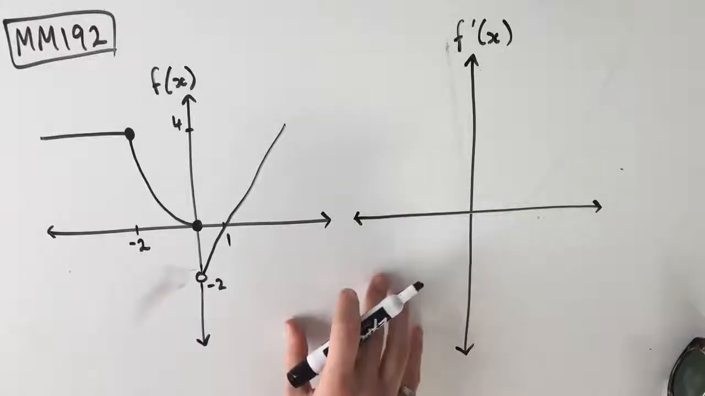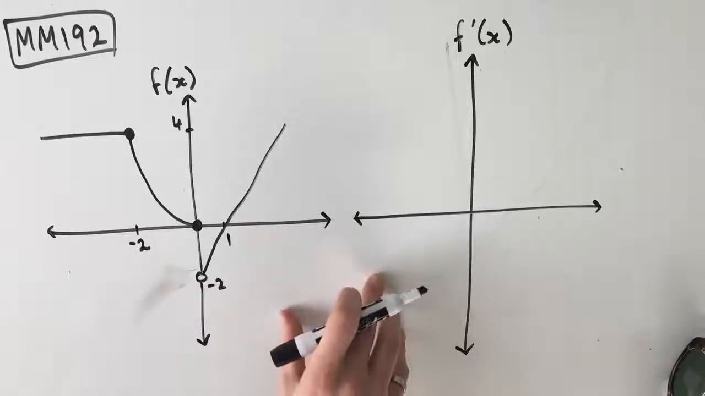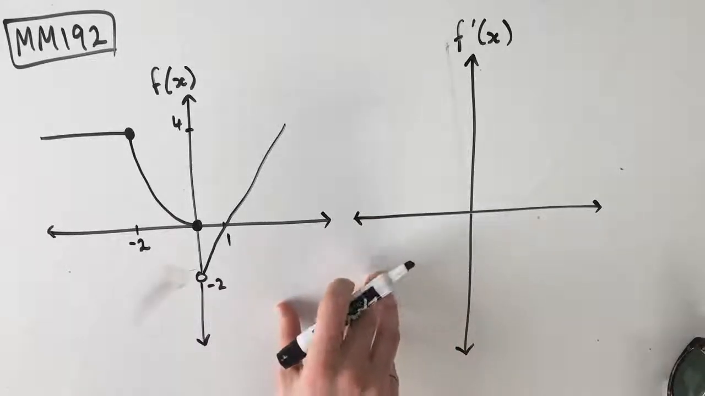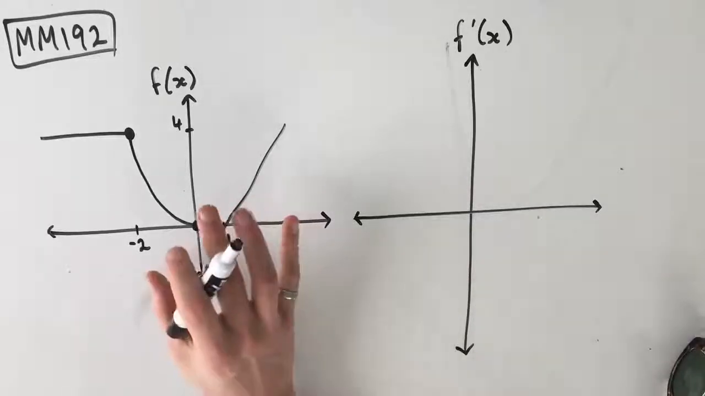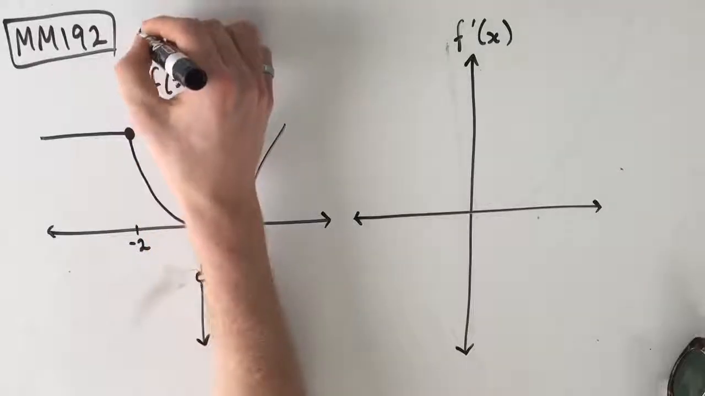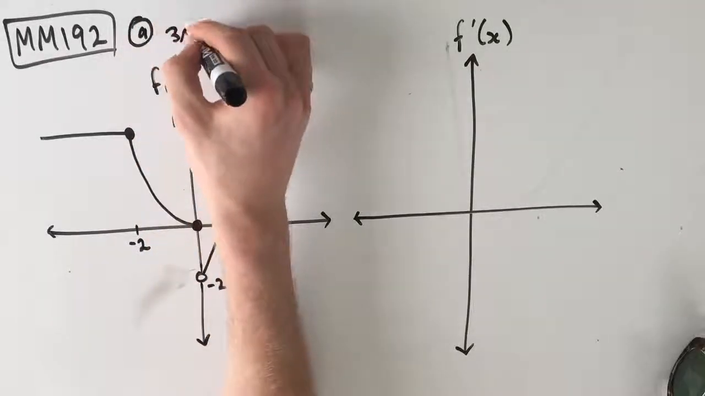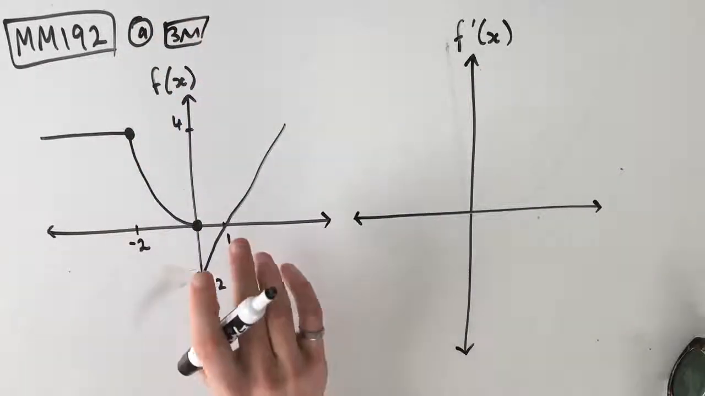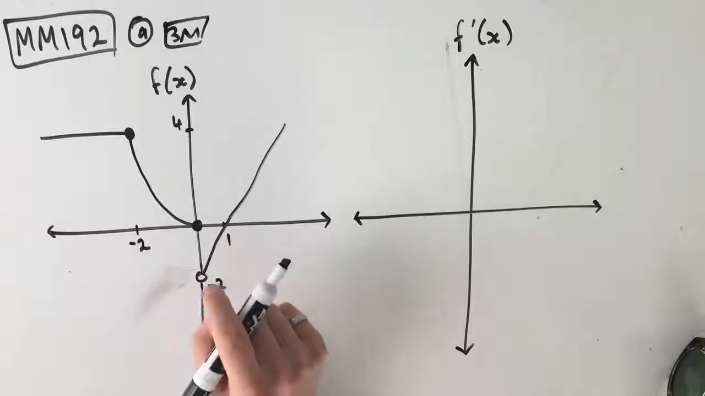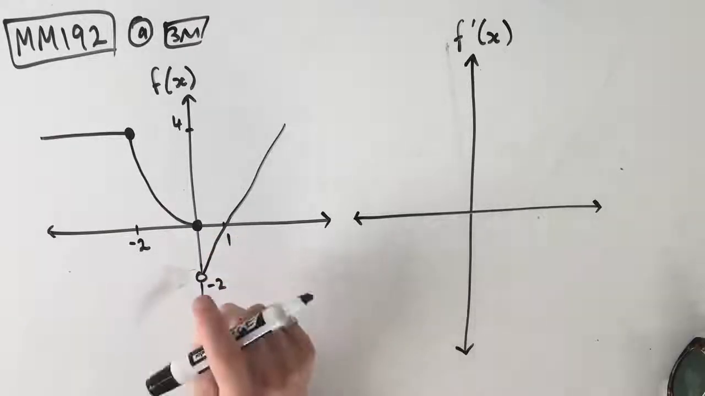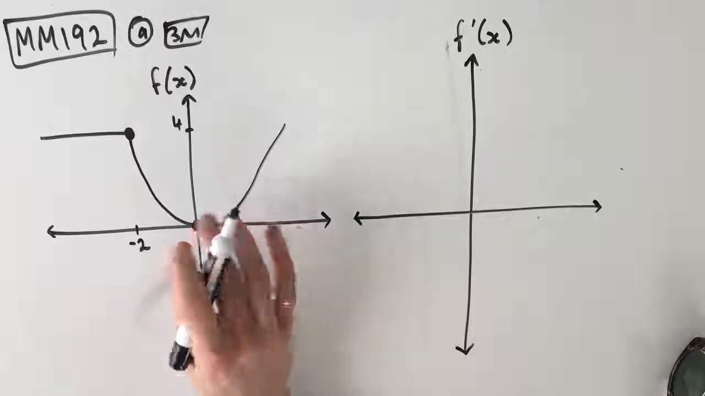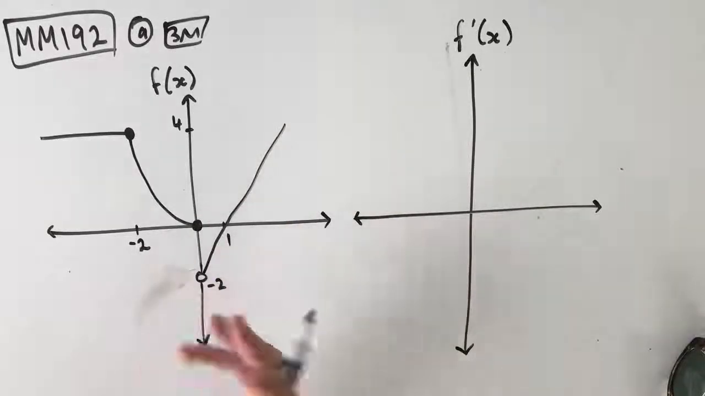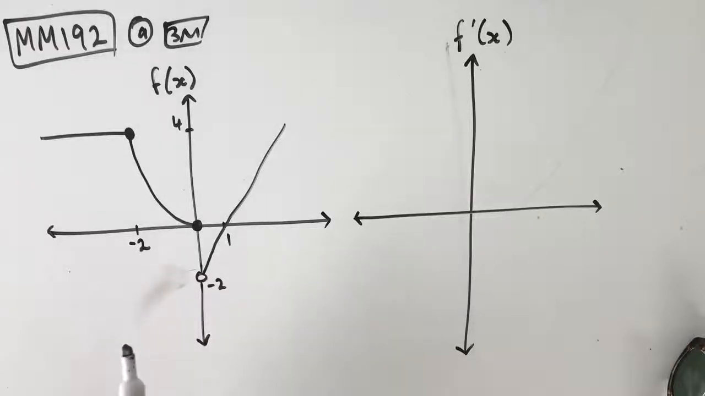Hey guys, welcome to question MM192 of the Maths Methods Fortify study guide. In this question, we've got a graph of a function with domain R, and part A, which is 3 marks, asks us to find or sketch the graph of the derivative function on the same set of axes. I'm not going to do it on the same set of axes, just to keep it clear, but you should obviously do that in the question when you're doing it.